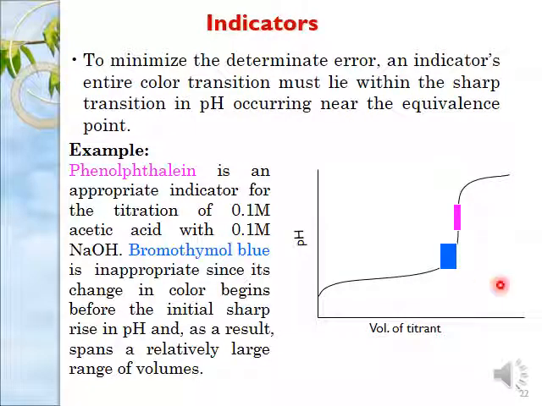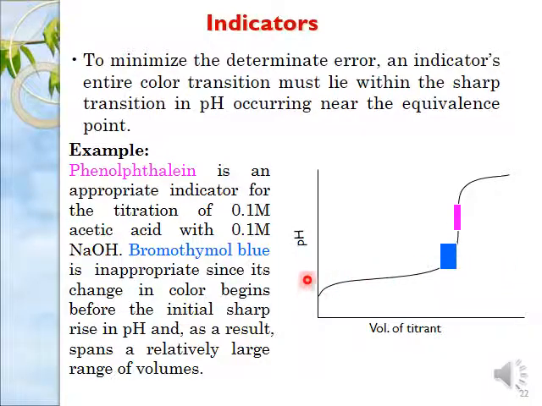Okay, let us look at one example here. The indicators used here are phenolphthalein and bromothymol blue. Why is bromothymol blue an inappropriate selection of indicator for this titration of acetic acid and sodium hydroxide? Acetic acid is a weak acid, sodium hydroxide is a strong base.